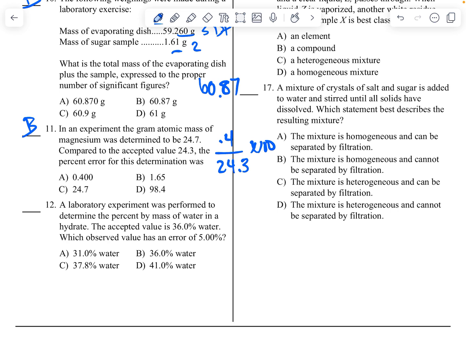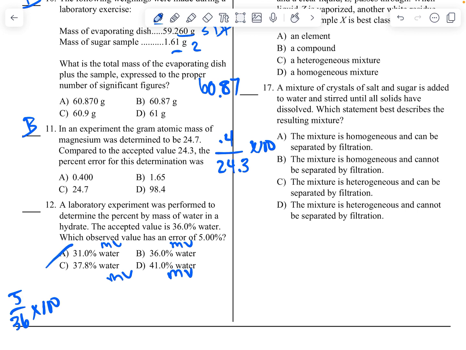We're going to have another percent error here. So now this is a little bit different because we're looking for the difference here. So who has a percent error of 5? So we just have to do this. So these are all measured values. And we're just going to plug it into the formula. So 36 minus 31 is 5 over 36 times 100. Which is 13.8, so it's not A.